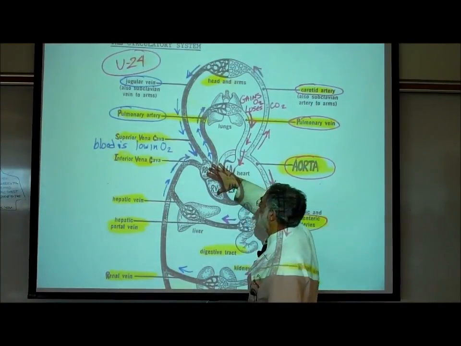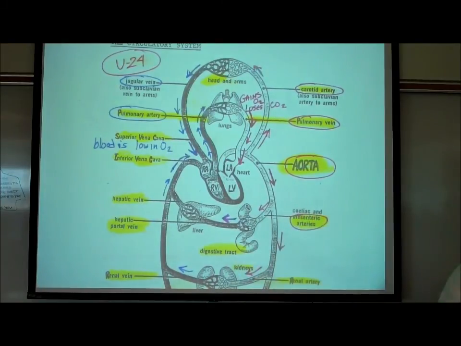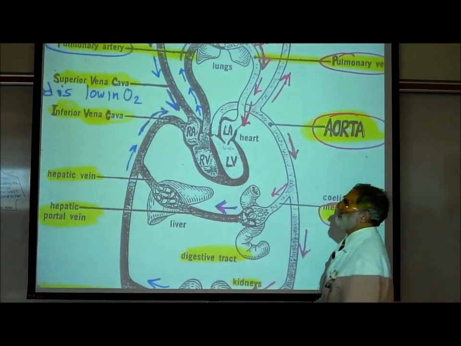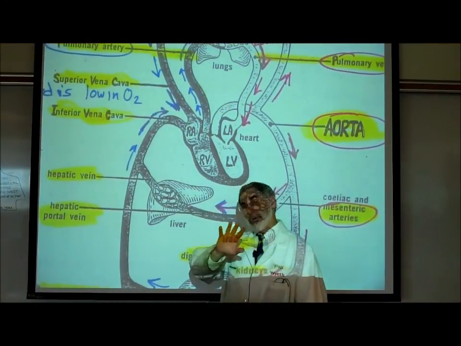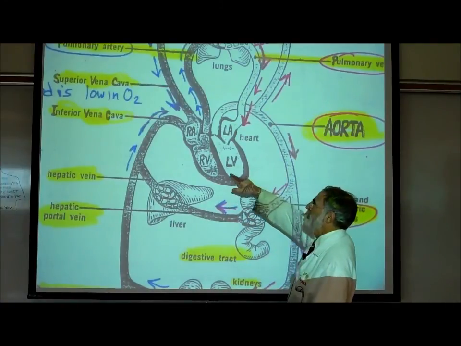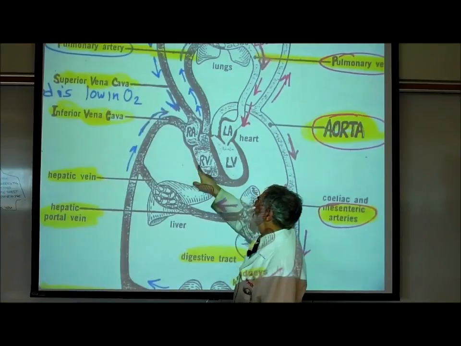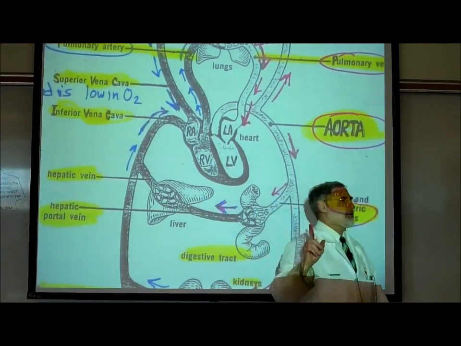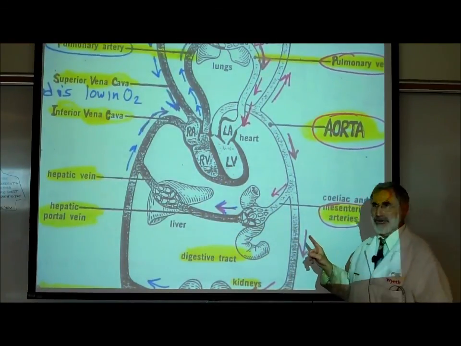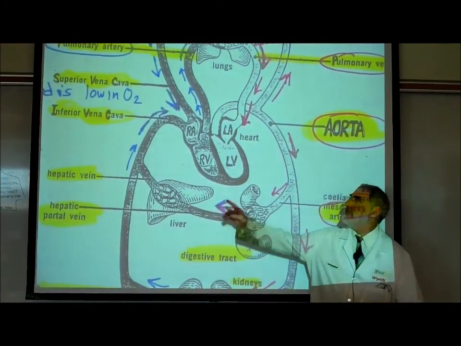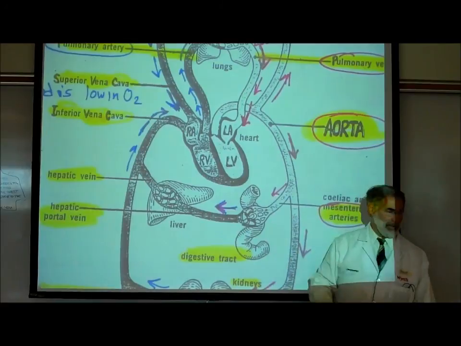Now each pump is made up of 2 chambers. The upper chamber is called an atrium, and the lower chamber is called a ventricle. We're going to see this is all written down for you. So this is the RA, the right atrium, and this is the RV, which is not the recreational vehicle, but the right ventricle. Over here, this is LA, Los Angeles, no, the left atrium, and right below it, the left ventricle.